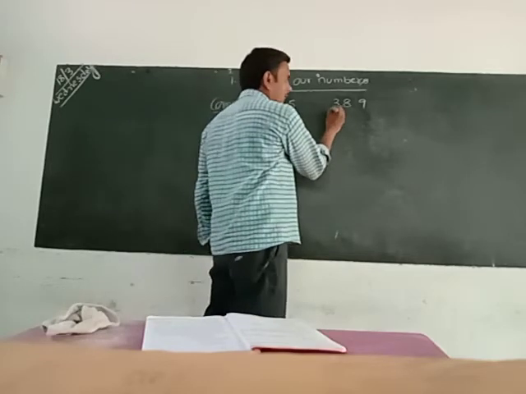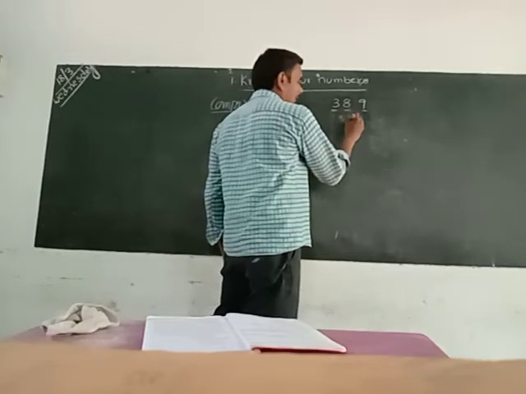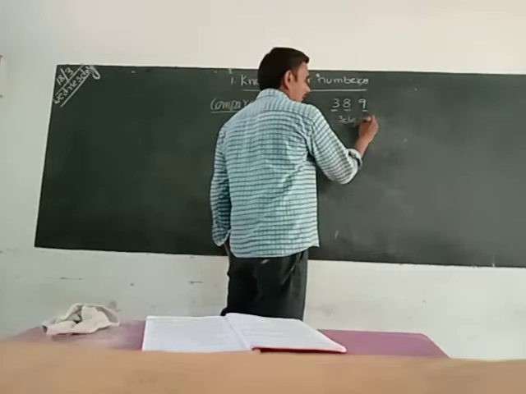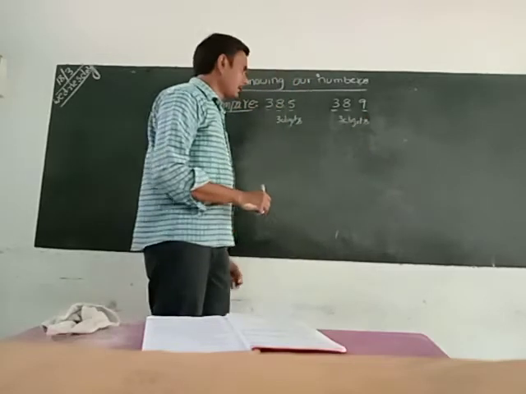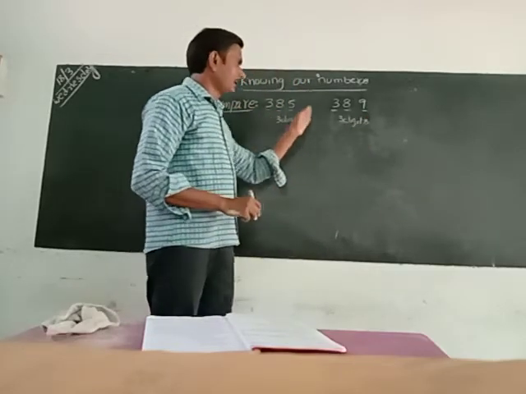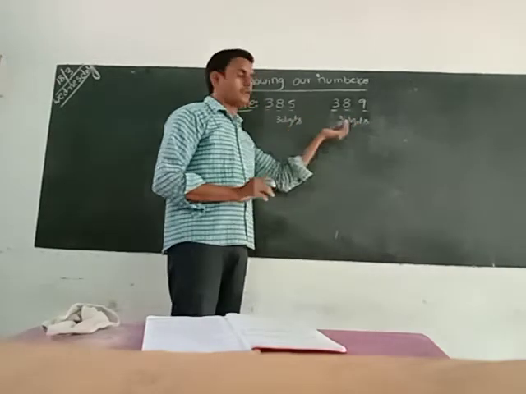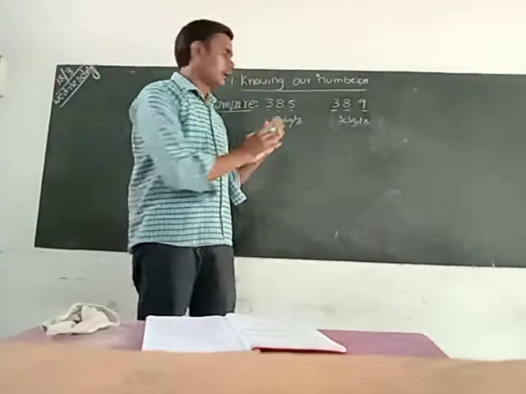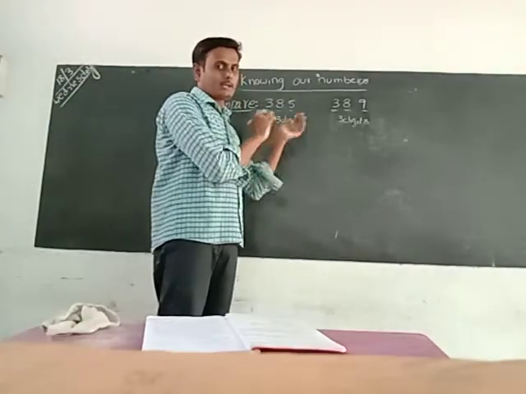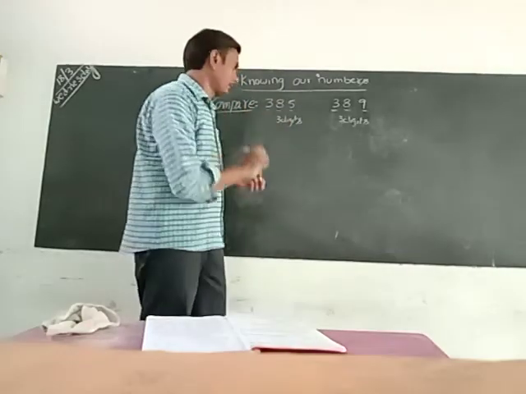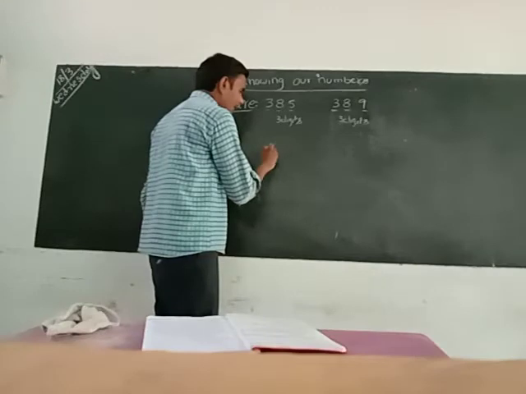How many digits are here? 1, 2, 3. 3 digits. Whenever we have the same number of digits, as here where we have 3 digits, we can compare each digit from the left side. How we can compare, we will see. I take one more example here.